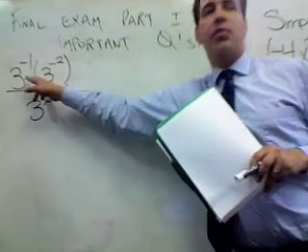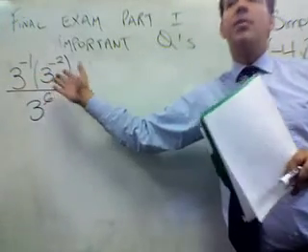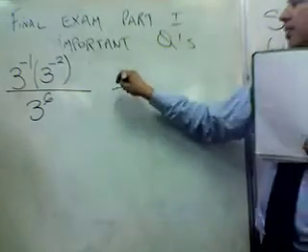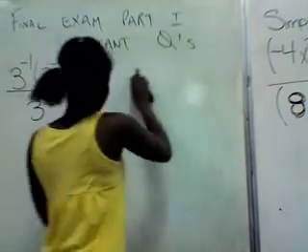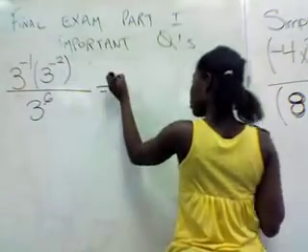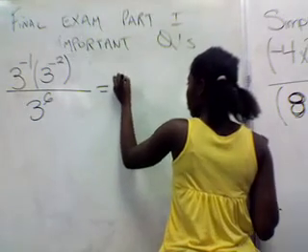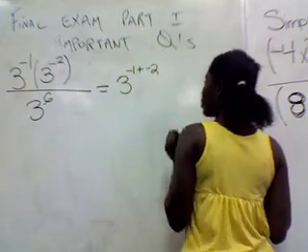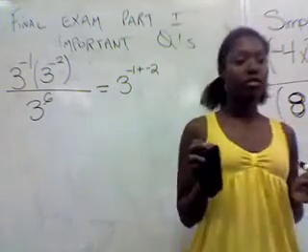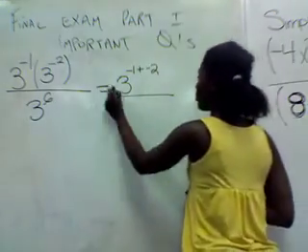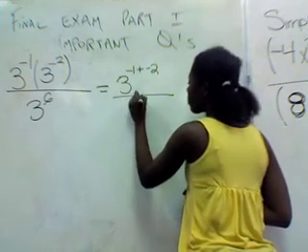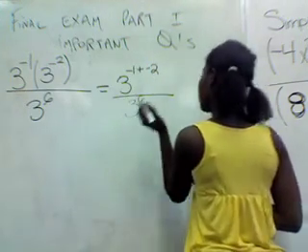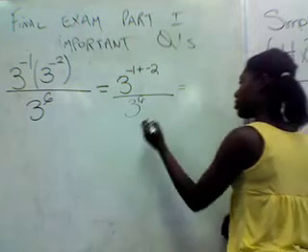These are the same base, right? They're both 3. So what can we do to the exponents? Add them. So we get 3 to the negative 3, right? It's negative 1 plus negative 2. Then over 3 to the 6th. So that is 3 to the negative 3 over 3 to the 6th.